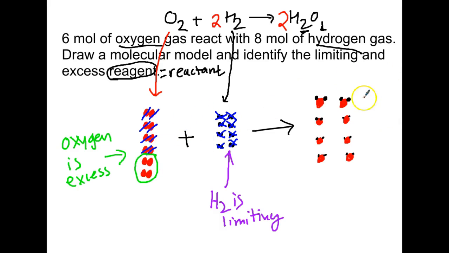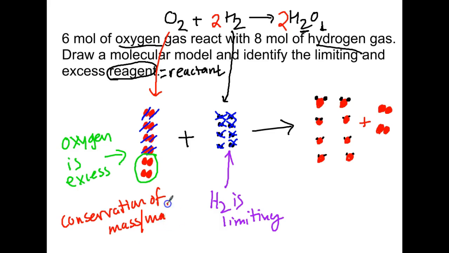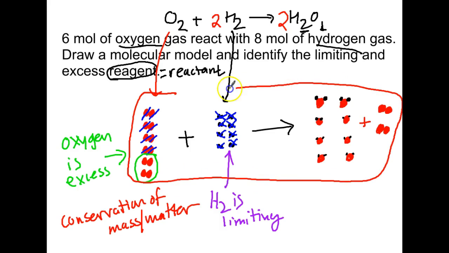So if we were to draw a really accurate picture, what we would need to draw is still have these 2 molecules of oxygen over on the product side. And we know that is true because of something called the conservation of mass or matter, which we learned about when we balanced equations. So the total atoms we start with have to be equal to the total atoms we end with, even if they're in a different orientation.